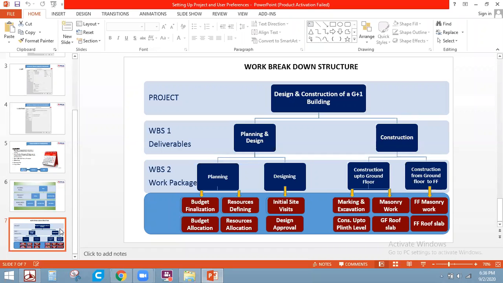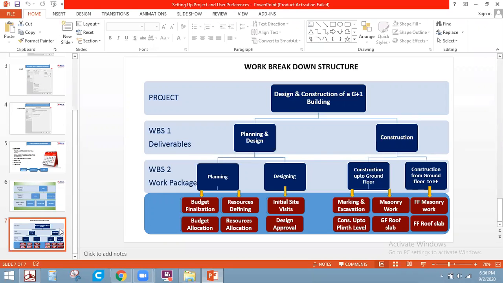Work breakdown structure. In this work breakdown structure, we have considered a simple project, that is design and construction of a G+1 building. Under this EPS, we will have two WBS. In Primavera, we can take up to WBS 7. The final WBS is called the work package. The levels above that, up to 6, are called deliverables.